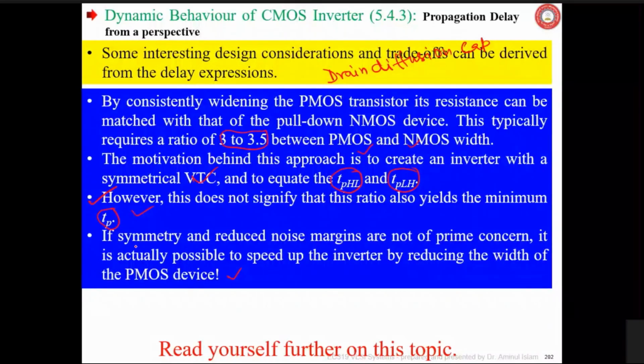If symmetry and reduced noise margins are not of prime concern, it is actually possible to speed up the inverter by reducing the width of the PMOS device. It is not necessary that you have to maintain VM; it is only when symmetrical rise time, fall time, or TPHL and TPLH are required. If it is not necessary, then possibly you need not widen the PMOS up to 3.4 times.